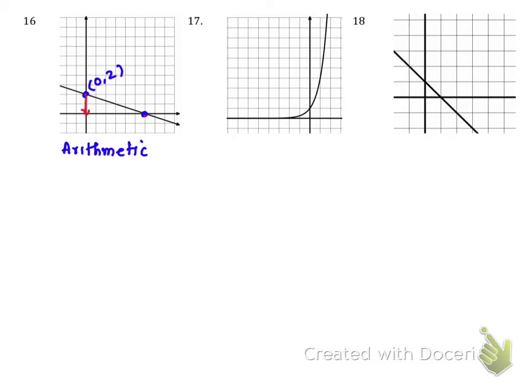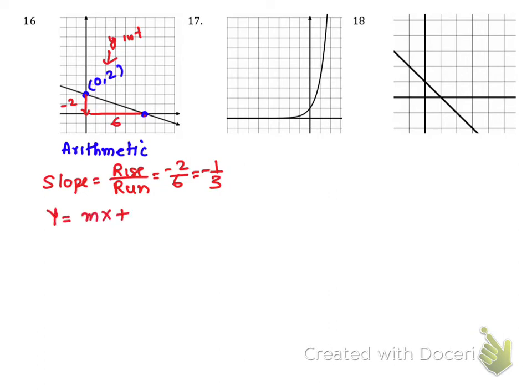I have to go down by negative 2, and then I have to run right by 6. So our slope is rise over run, and that's negative 2 over 6, that's negative 1 over 3. And that's our y-intercept, where it touches the y-axis. So y equals mx plus b.